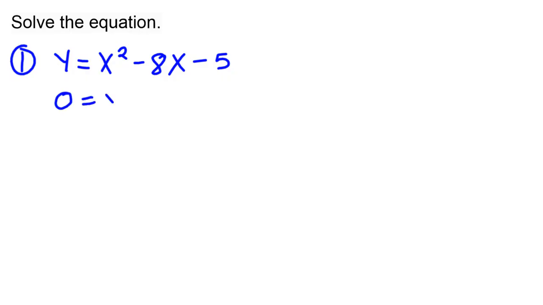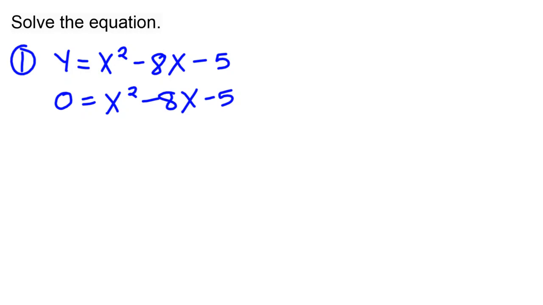It says solve the equation, so the first thing we want to do is set y equal to 0. Because when we say we want to solve the equation, what we're really saying is we want to solve for the roots. And at a root, at an x-intercept, the y-coordinate is 0. So what we're doing is we're solving for x when y is 0.